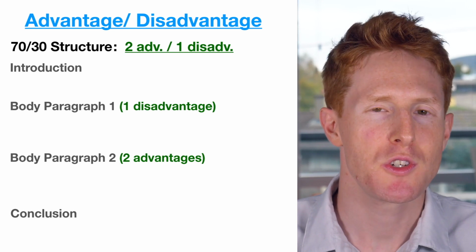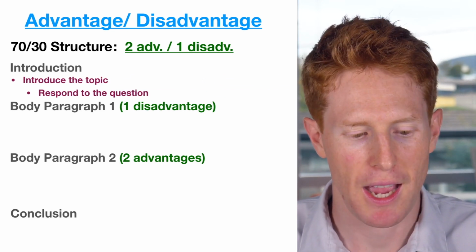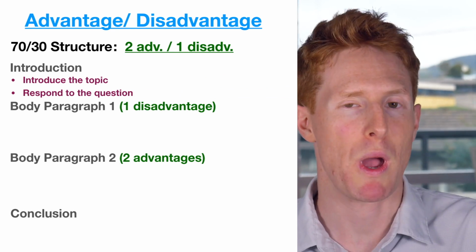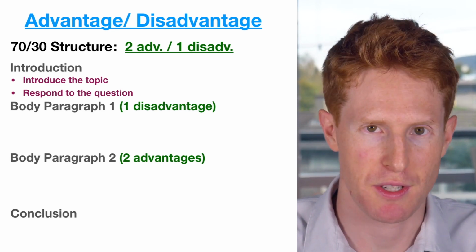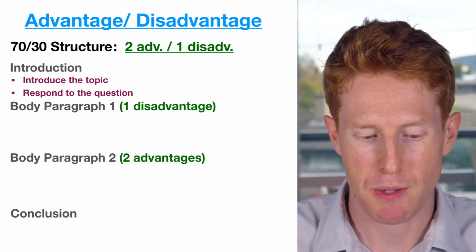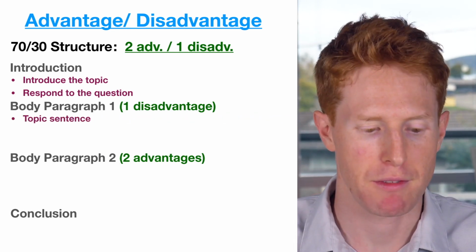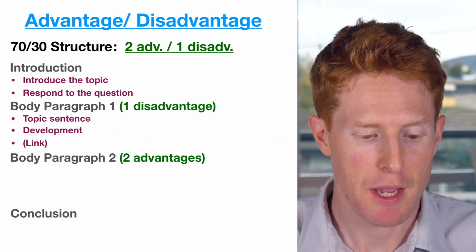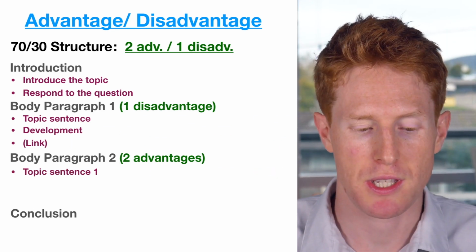Okay, so in our introduction, we always need to do 2 things. We introduce the topic and respond to the question. So responding to the question is where we say, I think the advantages are greater than the disadvantages. Now, body paragraph 1, we'll look at 1 disadvantage, and we're going to have the topic sentence, development, and ideally a link as well.